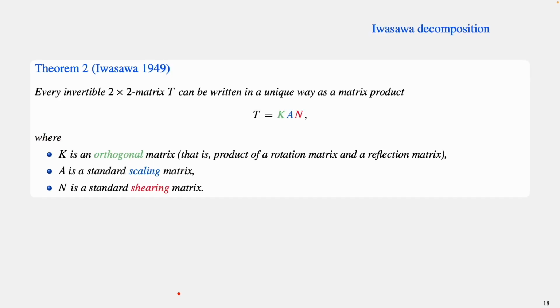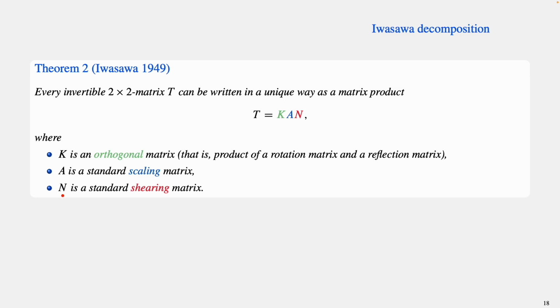And what this Iwasawa decomposition is, we are going to see now. Here we have theorem 2, the statement of the Iwasawa decomposition, which is due to the Japanese mathematician Kenkichi Iwasawa from 1949. He did prove it in a more general context. I just rephrase it here for the particular case of 2x2 matrices, which is probably a bit easier to understand than the original theorem. And it says that any invertible 2x2 matrix T can be written in a unique way as a matrix product T equal to K times A times N, where K is an orthogonal matrix, so a product of a rotation and a reflection matrix. A is a standard scaling matrix, and N is a standard shearing matrix.